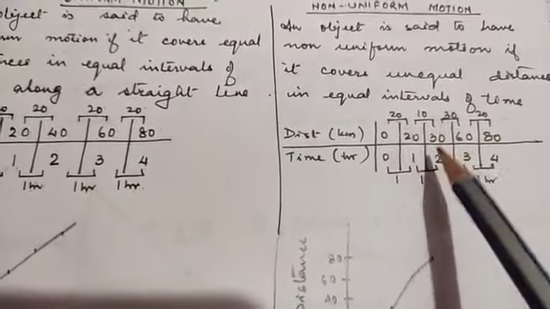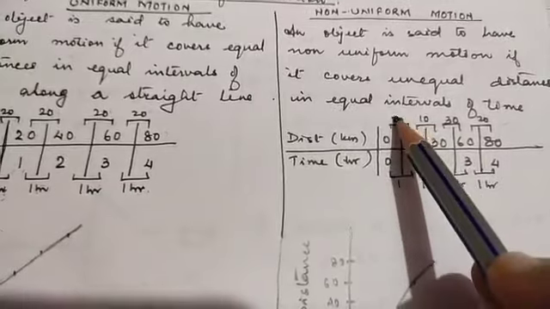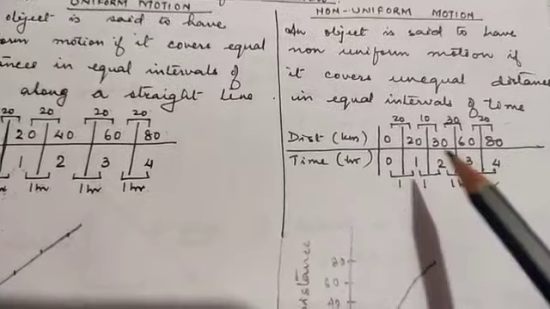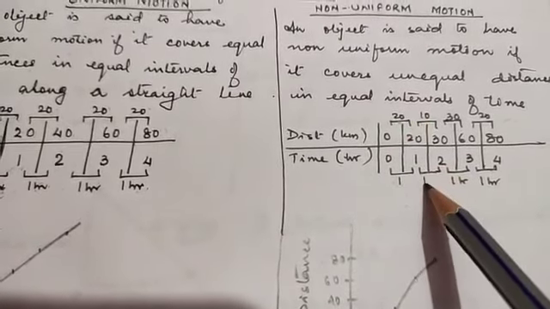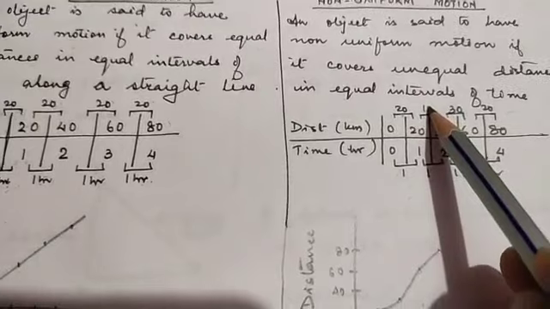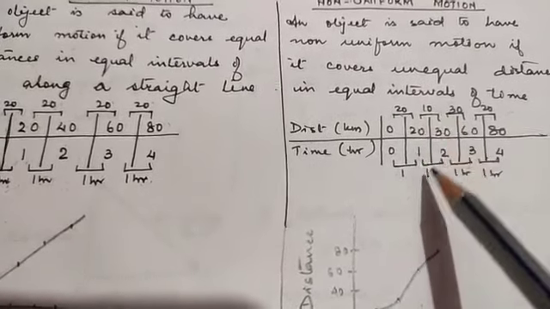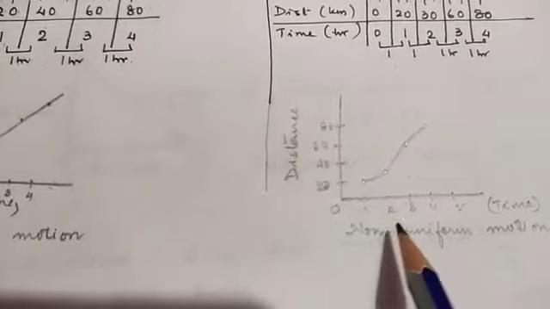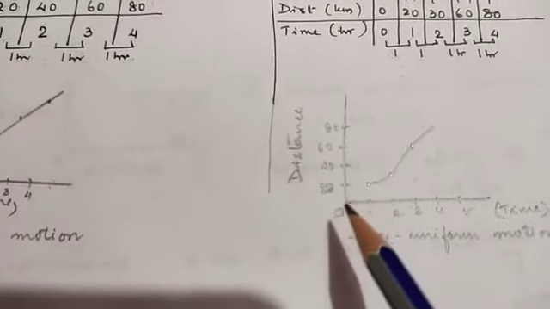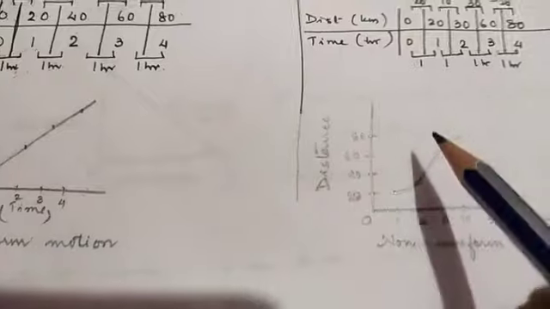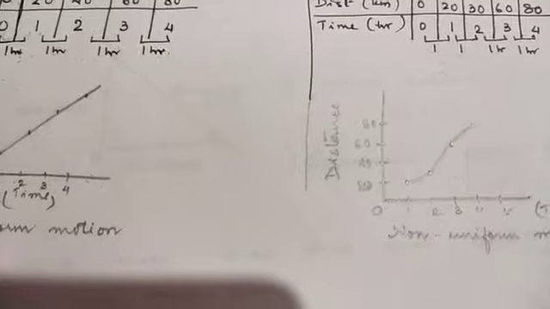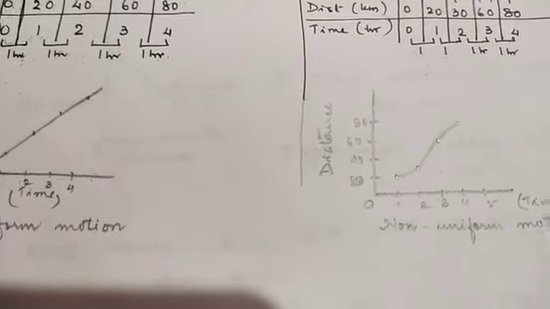So, we see that here the car is traveling unequal distances in equal intervals of time. First hour 20 kilometers, and then in the next 1 hour it is covering 10 kilometers. This is unequal distances in equal intervals of time. Then when we plot a non-uniform motion graph, the distance time graph for non-uniform motion never comes to be a straight line. It is always in the form of a curve. Clear?